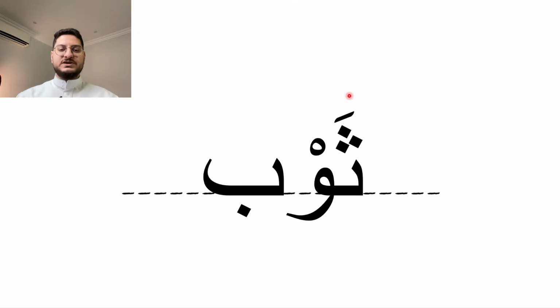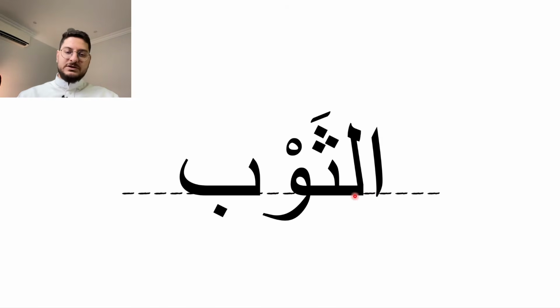Another example would be this word, which is thawb, and this is a thawb. It's what I'm wearing currently. This is the white traditional dress we wear in Saudi. How would I say the thawb? Il thawb. And again, notice how the il looks at the beginning.